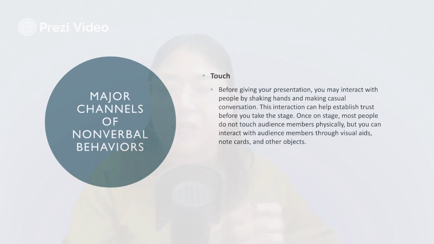Small talk, maybe what you can do is saying hi everyone, Assalamualaikum, how are you today? Alright, how's the match yesterday night, for example. This is one of the examples of small talk. You do the small talk in order for you to be comfortable with the surroundings. So this conversation can help establish trust before you take the stage.